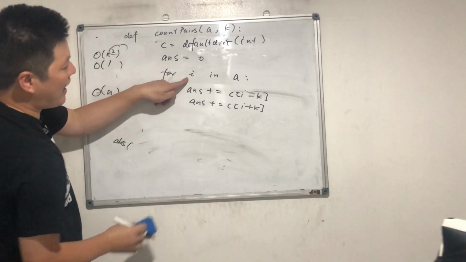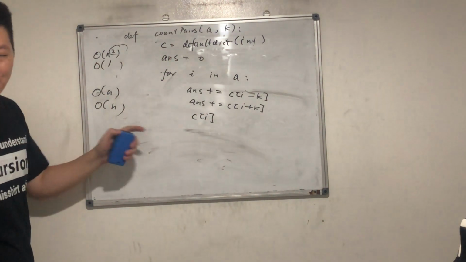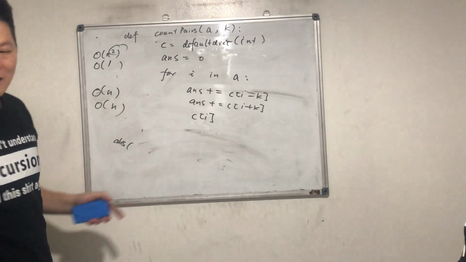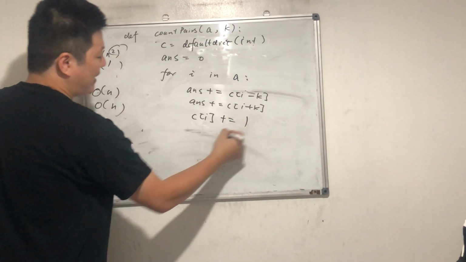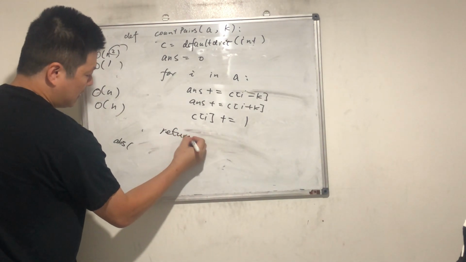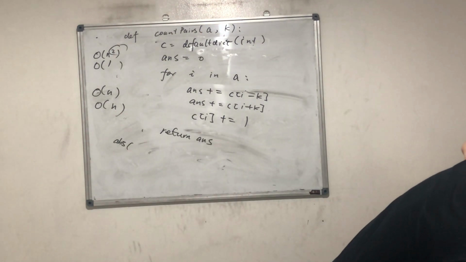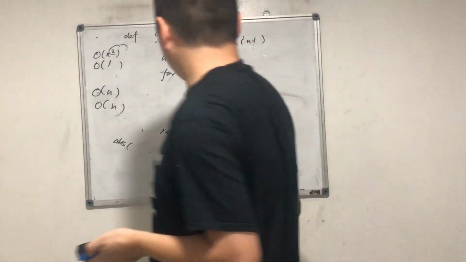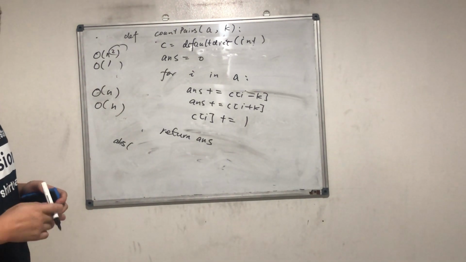Now because I'm at this i, I have seen one number i, so I need to do C[i] plus equals 1. And then return the answer. What's the time complexity for this one? O(n). What's the space complexity? O(n). It's the same as the previous one. Got it? Easy.